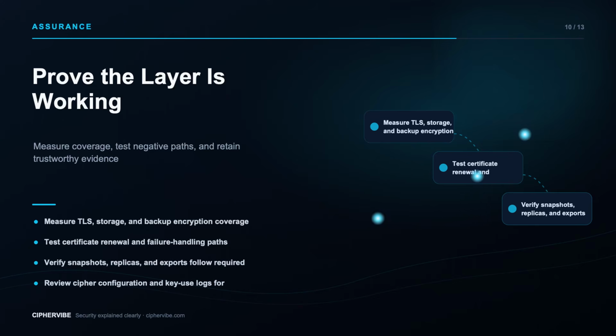Fourth, review cipher configuration and key use logs for sensitive services. Test both normal activity and a safe negative case in an authorized environment. Record the expected decision, the evidence location, the owner who reviews exceptions, and the rollback method. Repeat after platform changes, new integrations, or major shifts in business use.